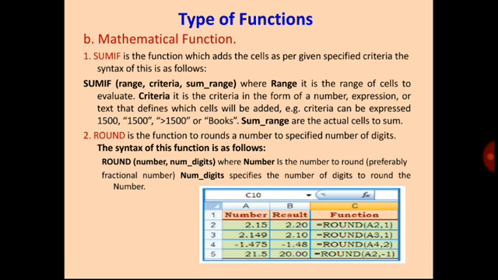Then the second function is called the ROUND function. This function rounds a number to a specified number of digits. For example, you have a number having a fractional part and you want to round it up to a specific number of digits after the decimal point. So the syntax of the function is ROUND(number, number of digits up to which you want to round the number).